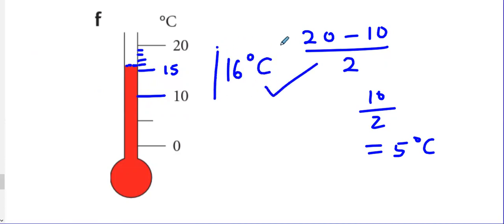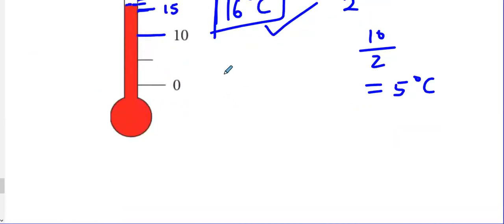This sounds to me better. 16 degrees centigrade. How about somebody writing, well, this is 15 and that reading is just about 15. So somebody can point out 16 degrees centigrade. Yeah, that's all I can see. 16 degrees centigrade is the best reading.